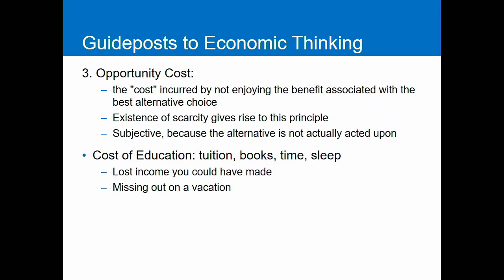If you look at the cost of education, cost obviously includes tuition and the cost of books for the few you buy. But then there are other things like time and sleep. These are opportunity costs. You could be doing other stuff with your time instead of sitting here in class. You could be sleeping. You could have made income if you got a job instead. If you could have had a job making $30,000 a year, you'd have a $30,000 a year opportunity cost. You could be missing out on a vacation. There's tons of other things you could be doing right now instead of going to school. These are all opportunity costs.